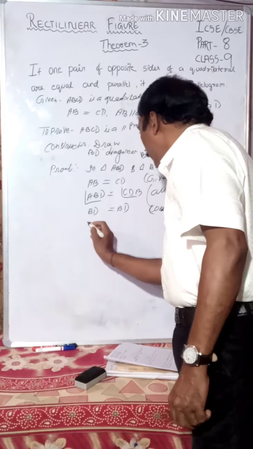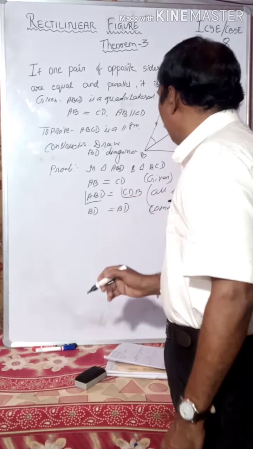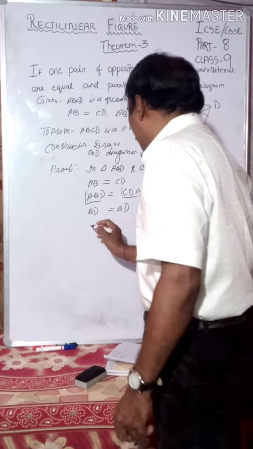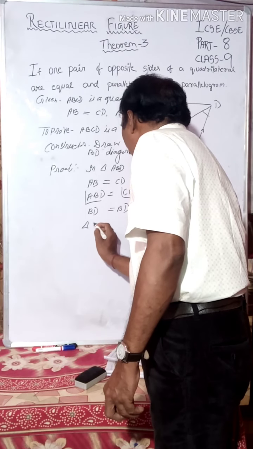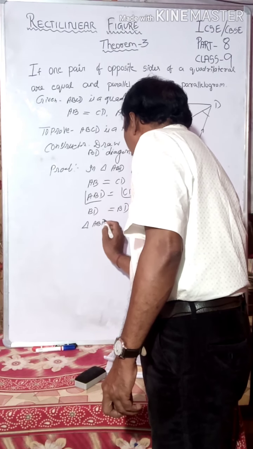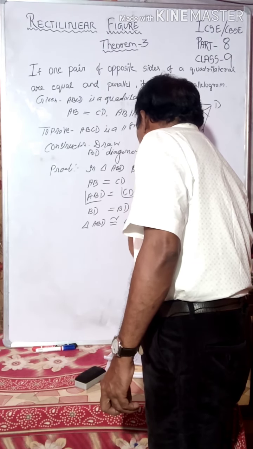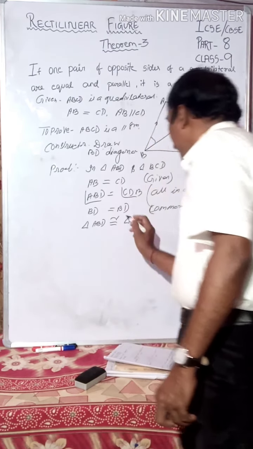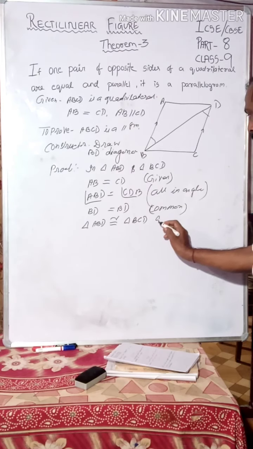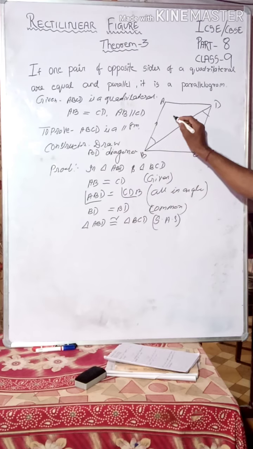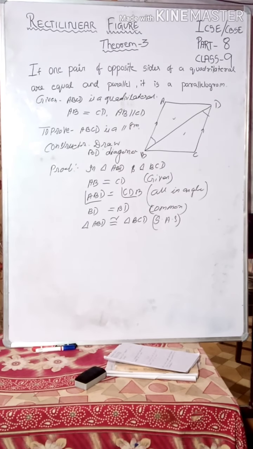So according to congruency conditions, triangle ABD is congruent to triangle BCD, that is the side angle side condition. So both triangles are congruent to each other.